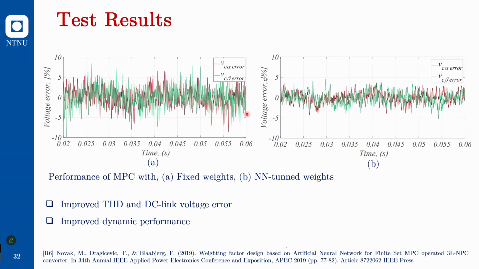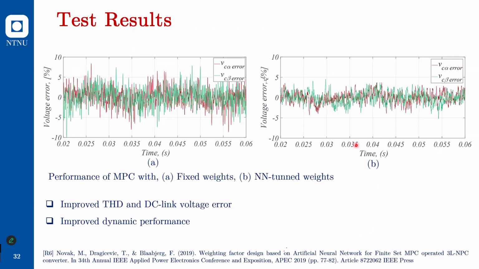For the representation, I took this result from the reference. The first result is obtained with fixed weights. Your weights are fixed with a certain trial and error based method. But the second result is obtained with the ANN tuned weight values. If you notice here, the voltage error of the PCC voltage with respect to the reference voltage is actually minimized compared to the untuned MPC.